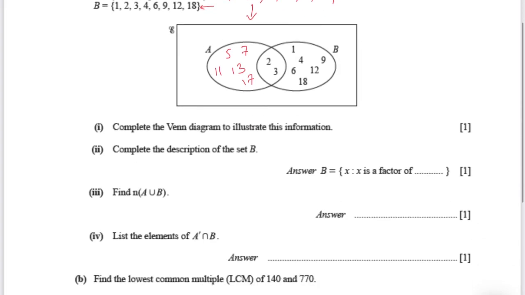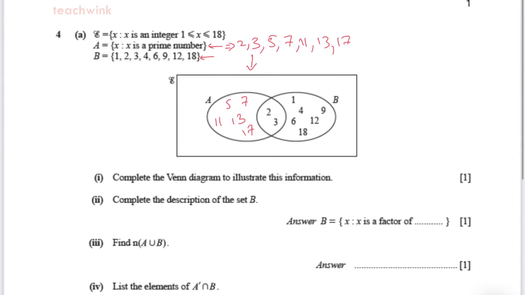The next part says complete the description of the set B. So for the set B, there are 2 possible scenarios over here, whether we look for a common factor or we look for a common multiple. These numbers don't have a common factor because they range from 1 all the way up to 18, which includes 2, 3, 1, 4, 6, 9, 12, 18.